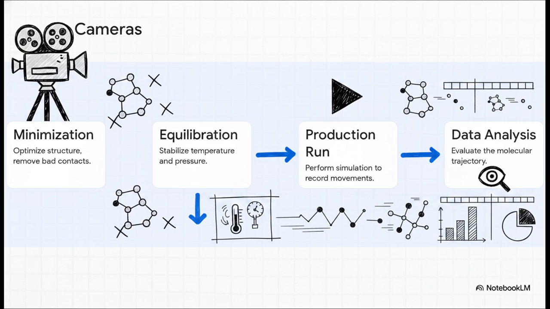Then we get to the main event, Step 6, the production run. This is the actual MD simulation, generating the trajectory that records all those atomic movements over time. And finally, Step 7 is data analysis. We send that raw molecular footage straight to the editing room to evaluate what just happened.